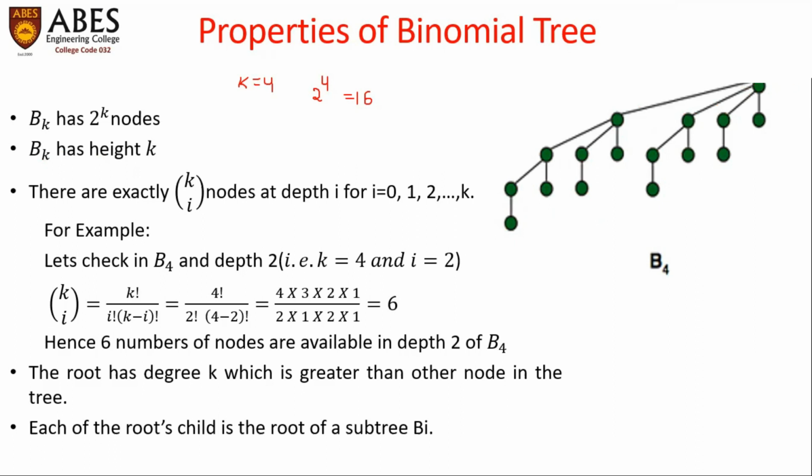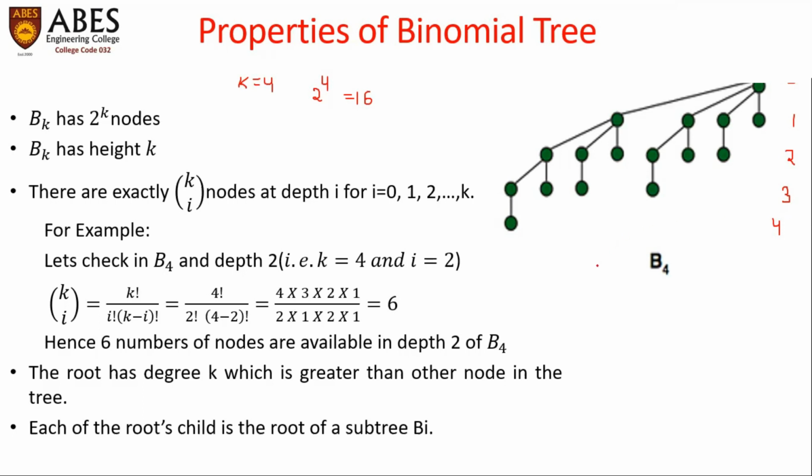Let me check. This is height 0, this is height 1, this is height 2, this is height 3, and this one is height number 4. Yes, our binomial tree has height equal to k. So the second property is also fulfilled.